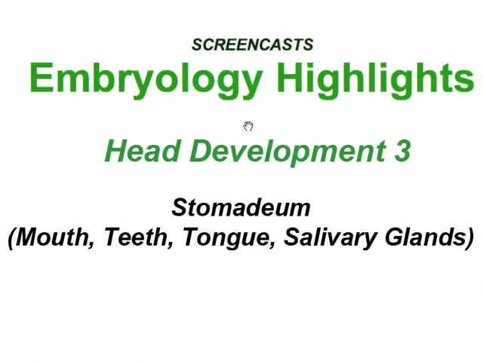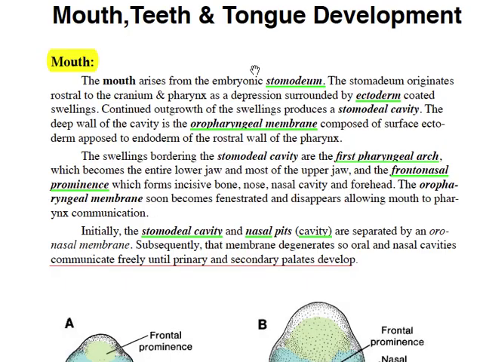This Embryology Highlights screencast, Head Development 3, presents the development of the mouth and its contents. The mouth originates as a stomadeum. The mouth originates as an embryonic stomadeum, a cavity produced by growth of jaws from the first pharyngeal arch.